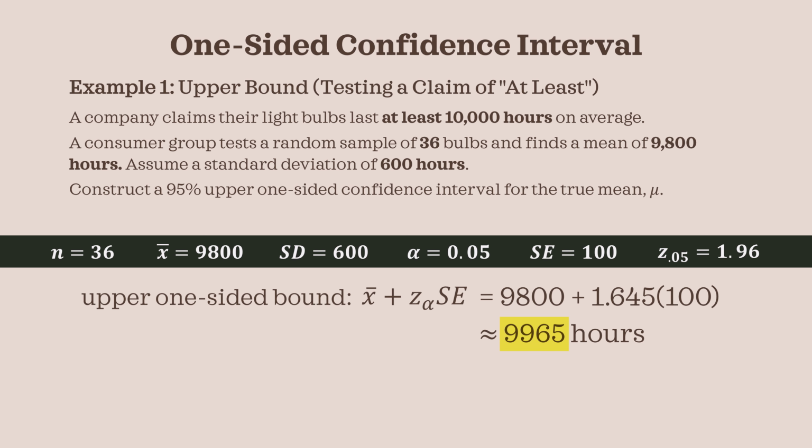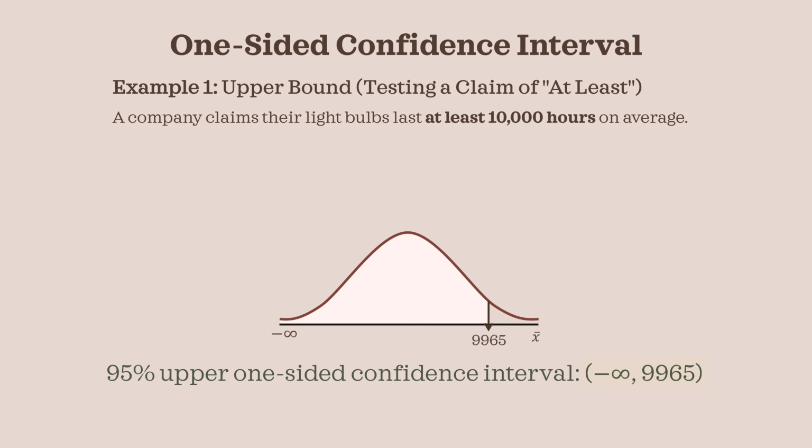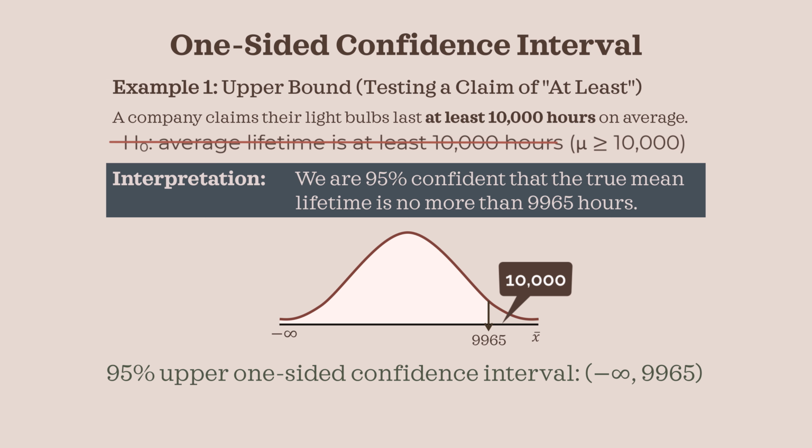9,965 hours. So the 95% upper one-sided confidence interval is from negative infinity to 9,965 hours. And then to interpret, we say we are 95% confident that the true mean lifetime is no more than 9,965 hours. Note that the company's claim of 10,000 hours is outside this interval. This result provides enough evidence against their claim. That is, we will reject the null hypothesis of at least 10,000 hours.